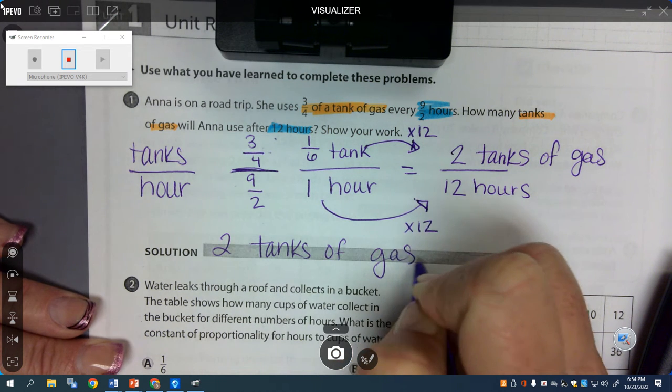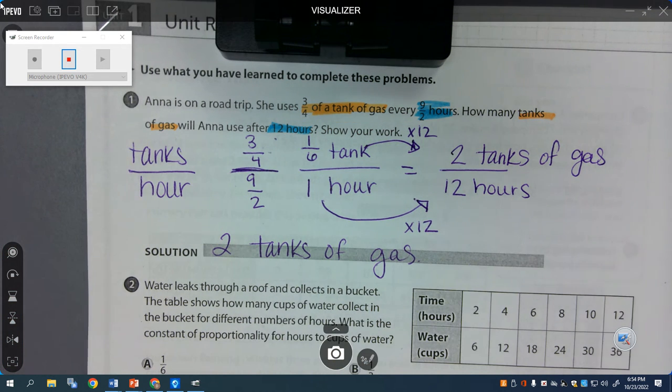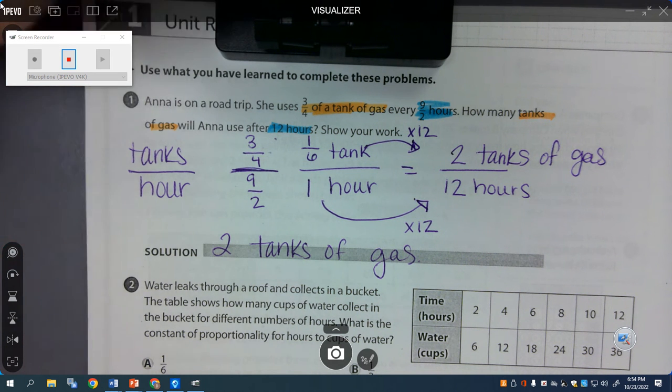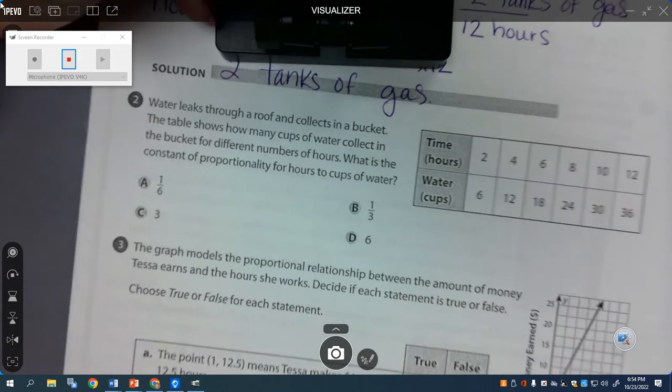If you need more time, just have Mrs. Wilson go ahead and pause this, and then you can write it all in, because this is important, and definitely you can use this on your test. All right, let's move on to number 2.